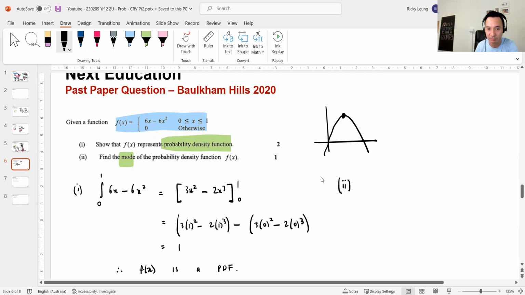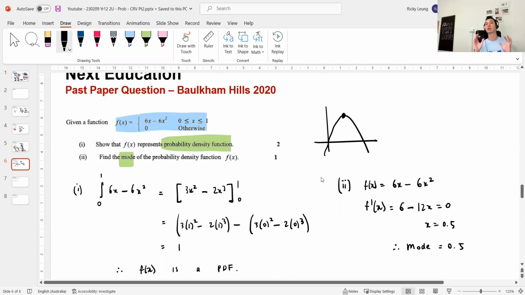But if you had to do it, you'd basically go, well, if f(x) equals 6x minus 6x squared, and f dash x equals 6 minus 12x, because the parabola has one turning point, it has to be a sad face, a max, right? Minus 12x equals 0, because of half, right? Therefore, mode equals 0.5.